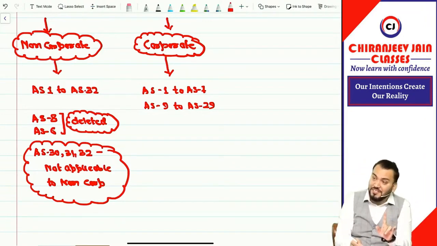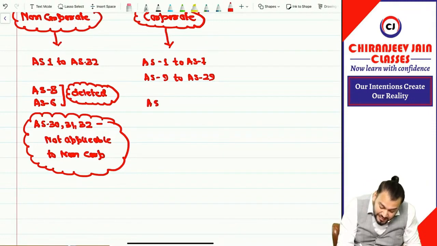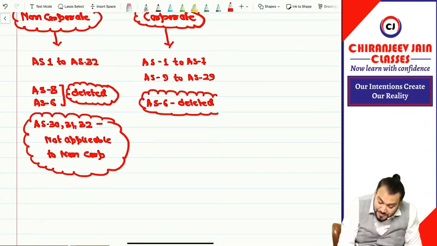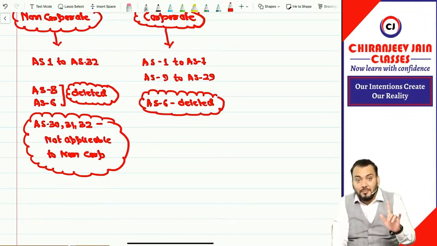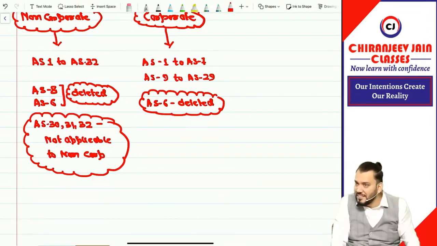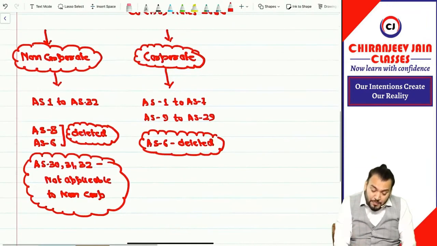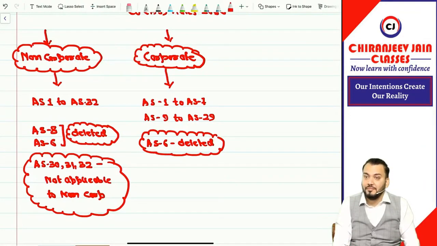But AS6 was notified, but now it is deleted. So out of these, can I say AS6 is deleted? I hope you are understanding why I have not mentioned AS8, because it was not notified only. If it was not notified, a question of deletion will not arise, na? But AS6 was notified, then with the introduction of revised AS10, AS6 was deleted. Understood? So can you say to companies only these accounting standards were mandatorily applicable? Got it?